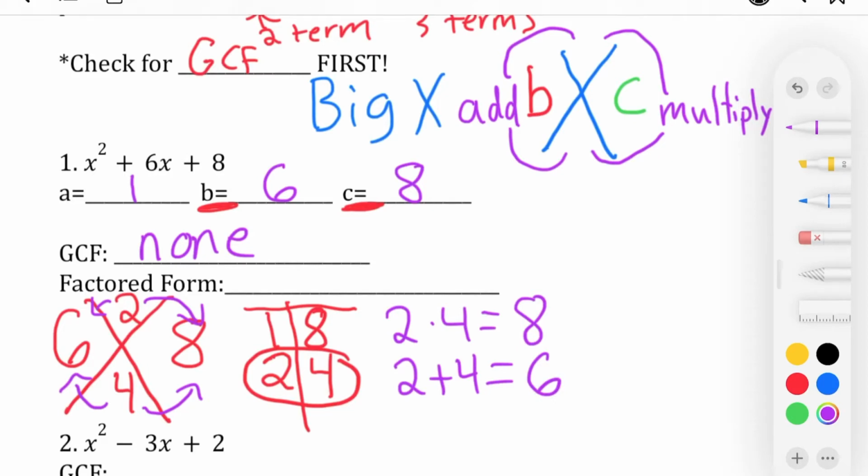So what do we do with these magic numbers? Well, we're going to put them in parentheses for our factored form. We have a positive 2, so we have plus 2, and we have a positive 4, so we have plus 4. And then what was the variable that was in our original expression? The variable that was in our original expression was x, so that is where our variable is coming from. And that would be our factored form. Pause the video and try number 2.